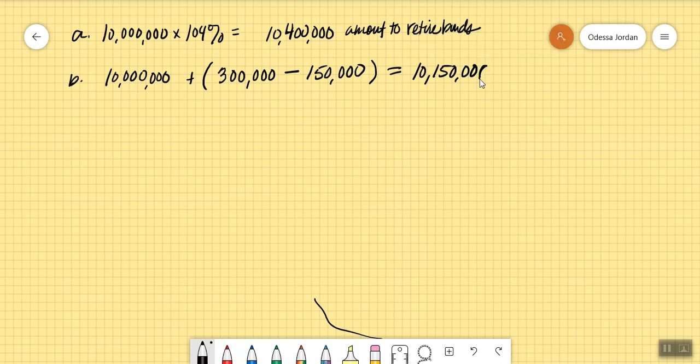And oopsie. So when we take that 10,400,000 and we subtract out the 10,150,000, we see that we have a $250,000 loss.